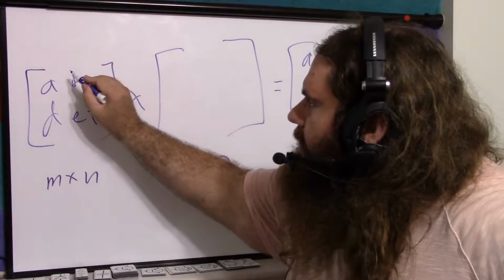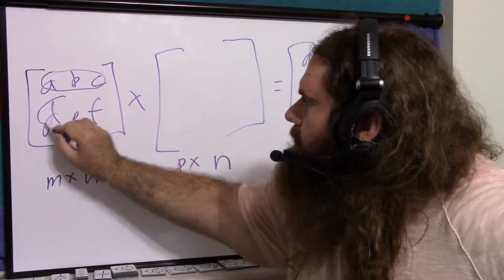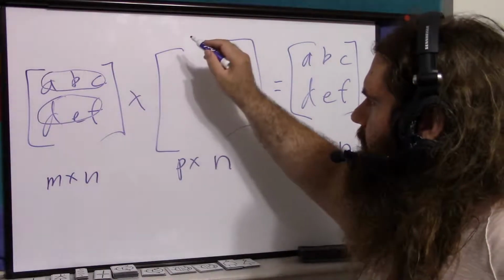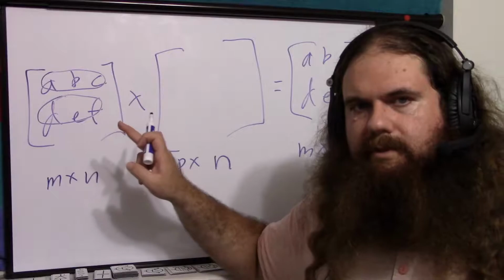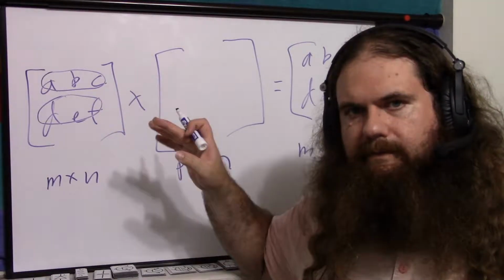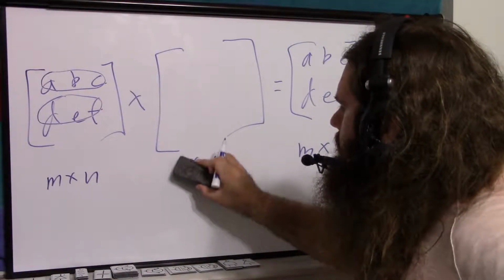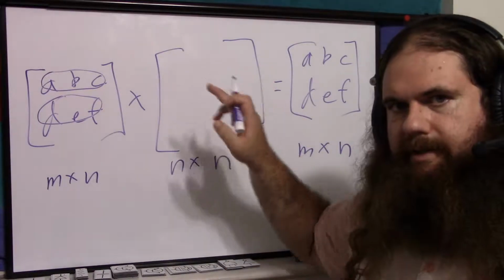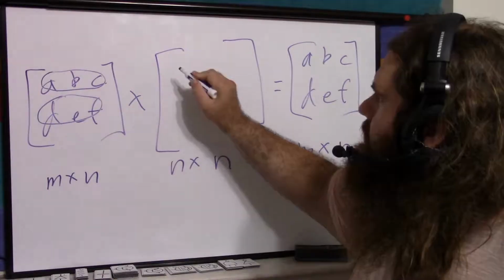Well, remember, we take one row as a vector, and we dot it with a column. So the column length must be the same as the row length here to be able to dot the vectors. They have to be the same length. So P has to also equal N. This is a square matrix because it's a square. The sides are the same length.